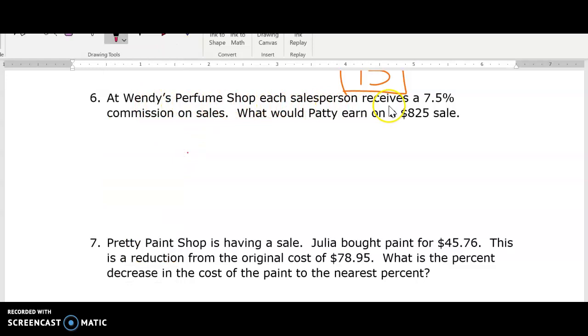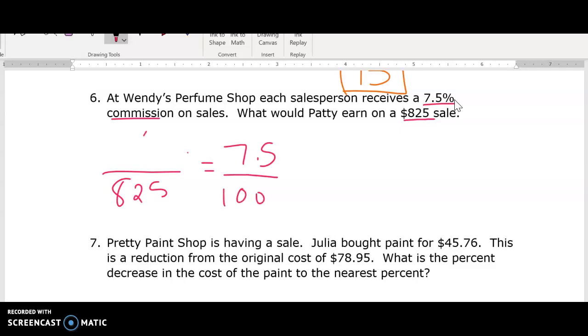Wendy's perfume shop pays a commission. Commission means I get it off the sales. What would Patty earn on 825? So all we're doing is looking for the commission. We want to know the part. We have the whole, we have the percentage, and we have the 100. We don't know x.